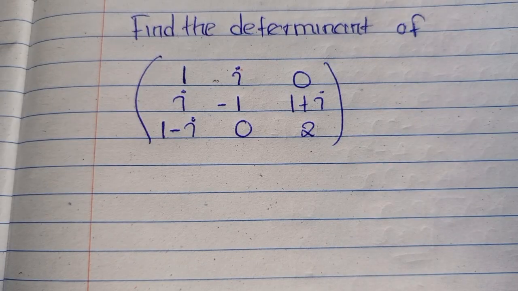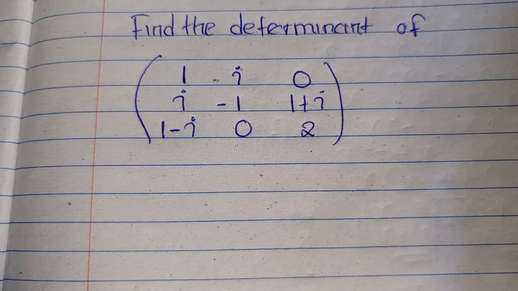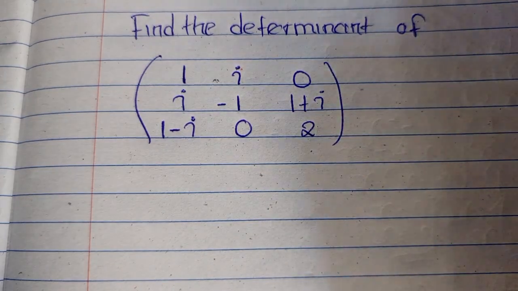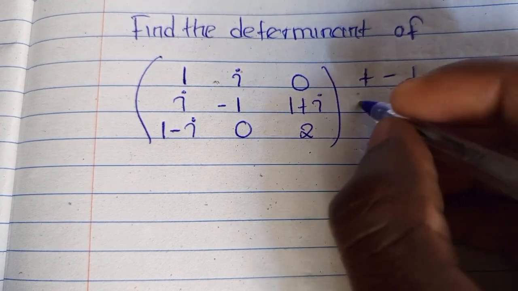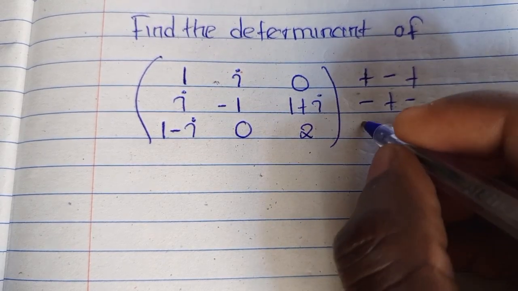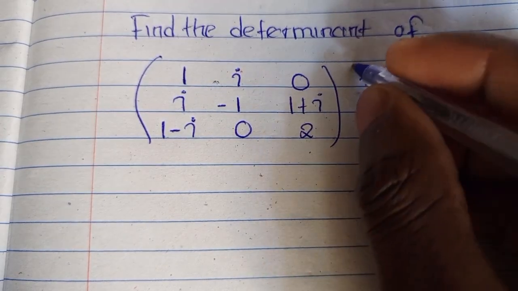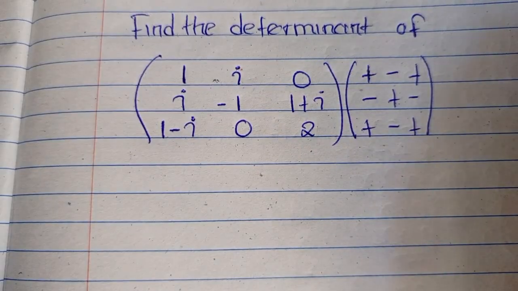Ladies and gentlemen, today we have one interesting question under matrices, which reads: find the determinant of this matrix. To find the determinant, we use this operation: positive, negative, positive, negative, positive, negative, positive, negative, positive. So this is the operation we are going to use.